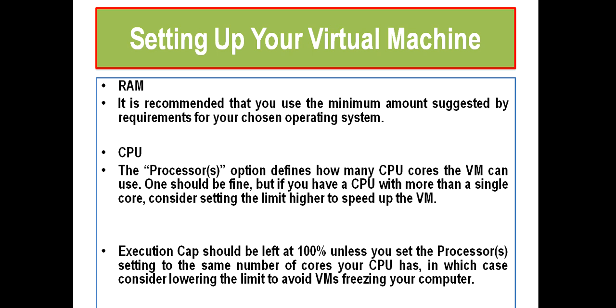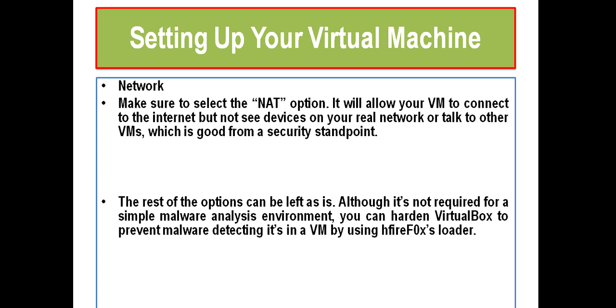And guys, I hope you know what it means for a VM to freeze your system. You may note this line, and you may comment on what it actually means. Okay, so that's one. Then network: make sure to select the NAT option. What is NAT? Can you tell me? It will allow your virtual machine to connect to the internet but not see devices on your real network or talk to other virtual machines. That's good from a security standpoint. So always select the NAT option. Then the rest of the options can be left as they are.